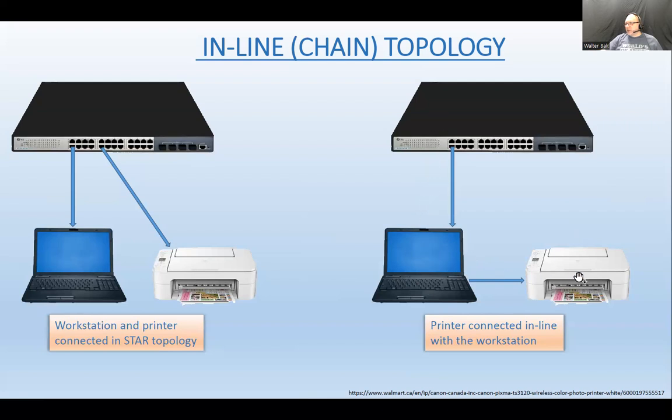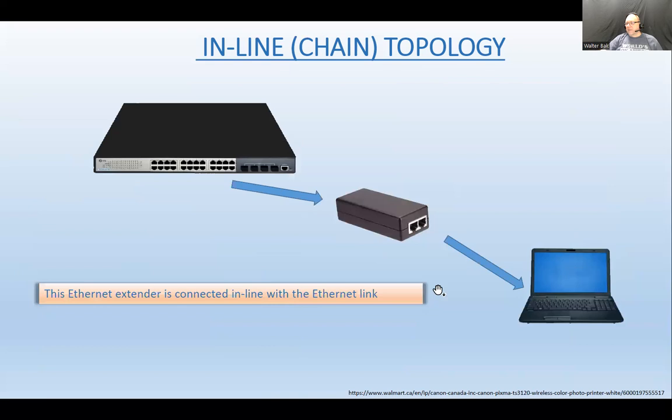This one here, this printer, is connected in line with the switch. So these two devices are connected in line topology, if somebody wants to have a dedicated printer in their office. Right? So here's star and in line. Okay? Well, here is something. What is it? The Ethernet extender is connected. So I'm giving you examples from real life. The Ethernet extender is connected in line with the Ethernet link.